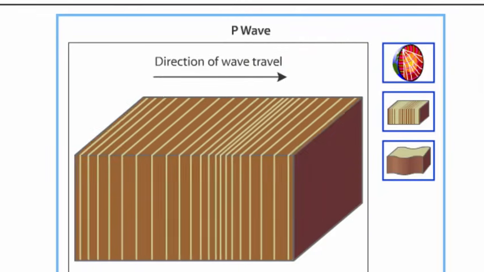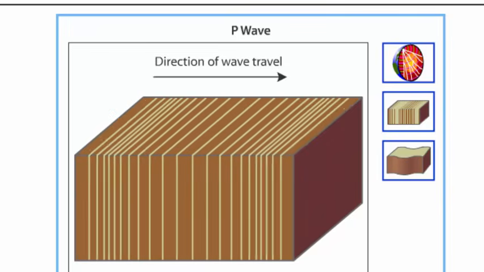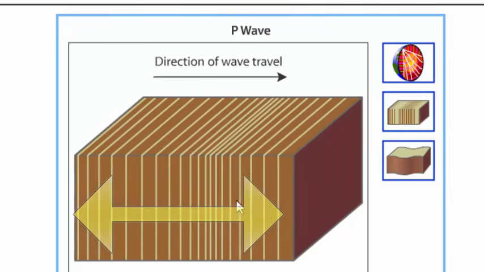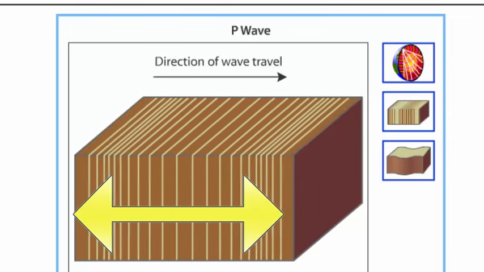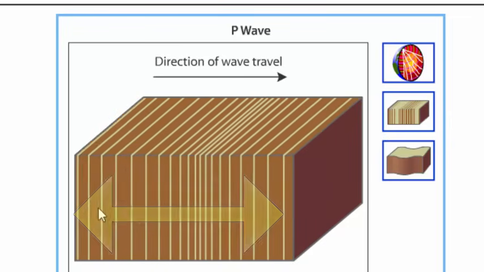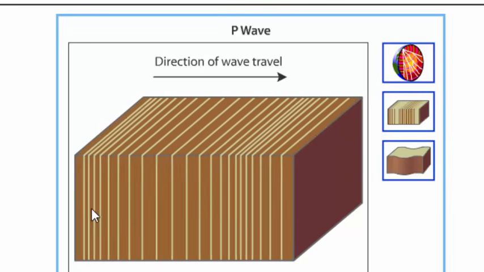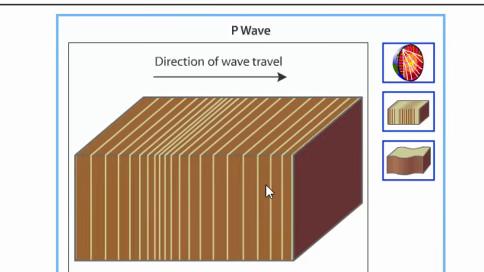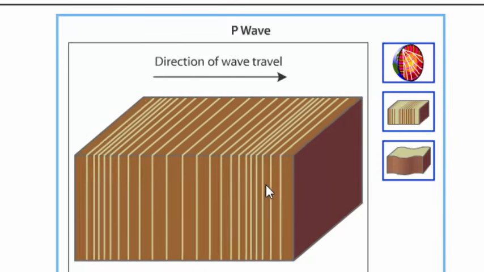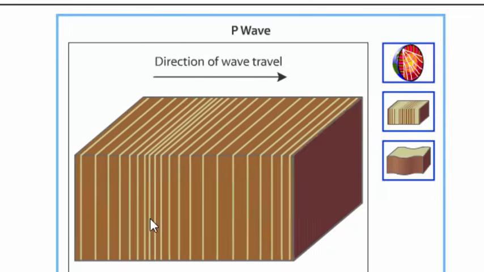Now here we have an animation of primary wave or P wave motion. If you take a look, the P waves are just going to spring back and forth. There's no up and down movement. There's no side to side movement. It's just back and forth movement. And because of this compressional movement, the wave travels the fastest because it's going in a straight line, as opposed to the other waves which move a little bit differently. So that's how a P wave moves.